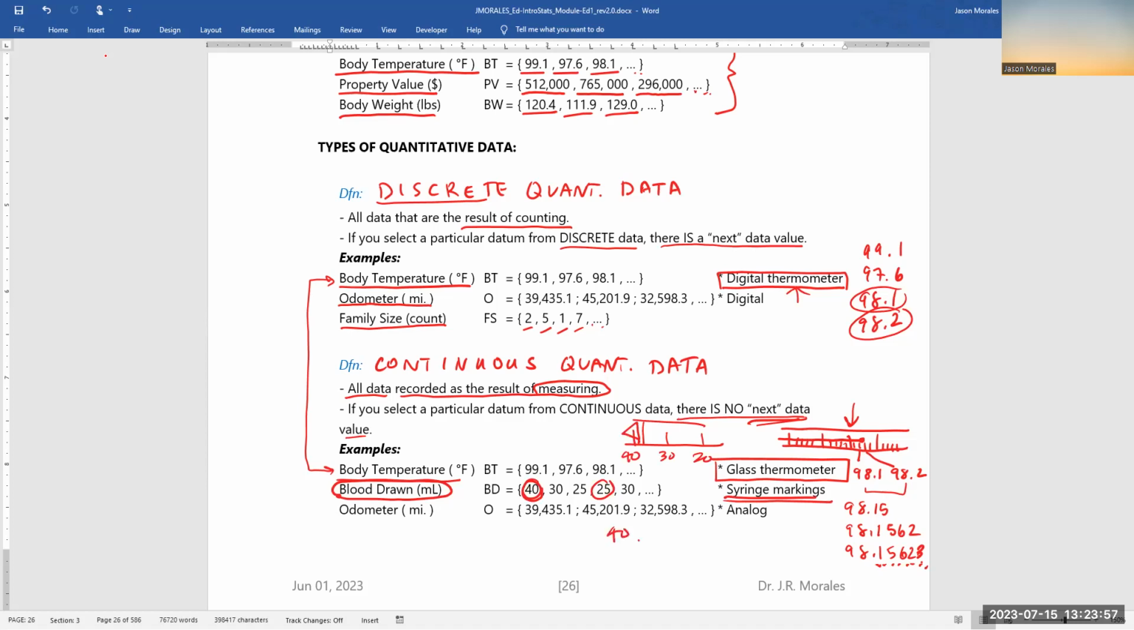It could be 40.013, 40.0132119, and so on. Because there isn't a next data value that you could actually stop at using this syringe, that's what makes this an example of continuous quantitative data.